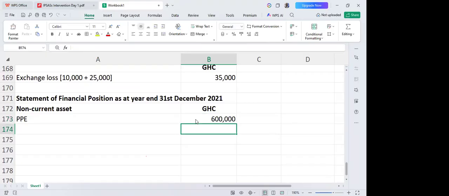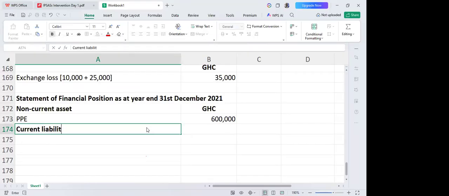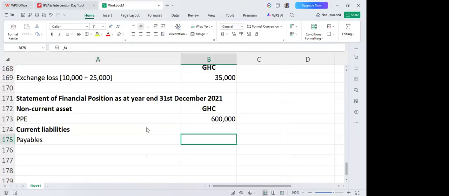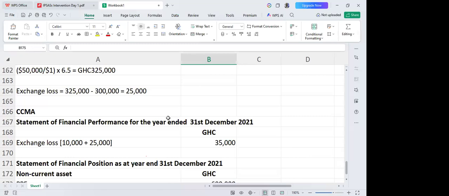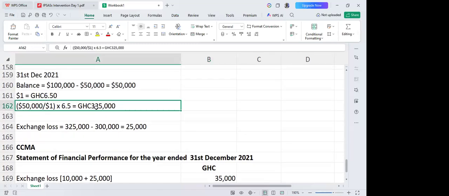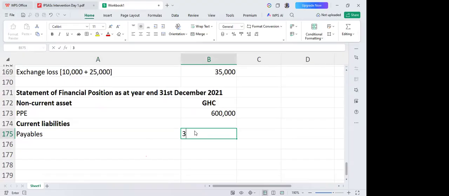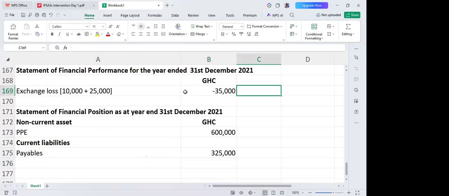And then don't forget that we are still owing, so bring that one as part of our payables. So under current liabilities, we'll have payables in this case. And then we'll bring the closing balance, the amount we still owe at that date. And here we are owing this figure, 325. That's why we translated at the year end to get to know our balance. So 325 is the amount we are owing at the year end. In this case, we are done. Exchange loss is an expense. Let me show it as negative.